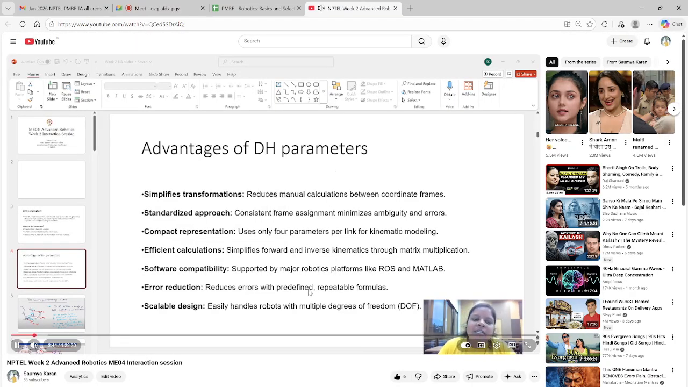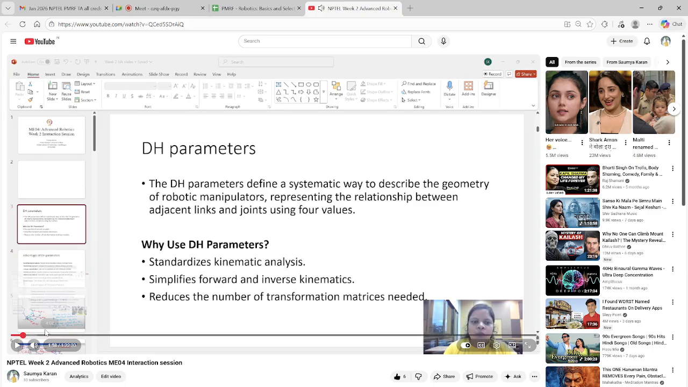Then it is a compact representation, because for every link we have four parameters. And should I start from a bit back, I guess?